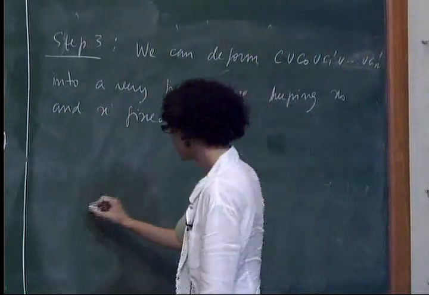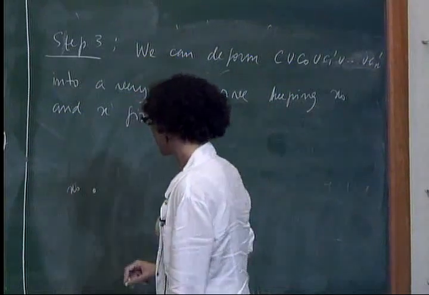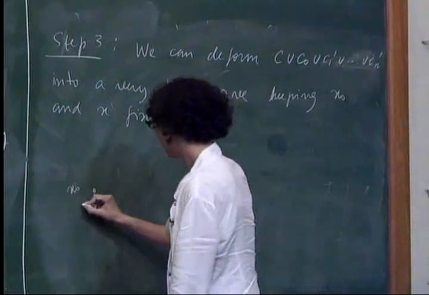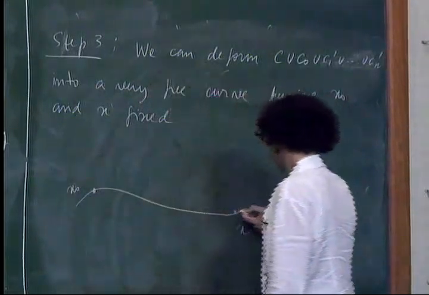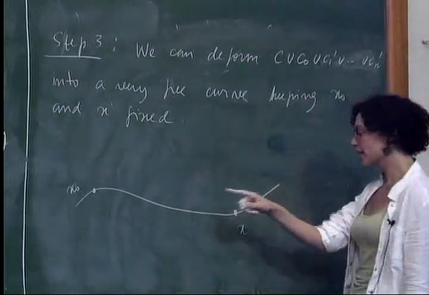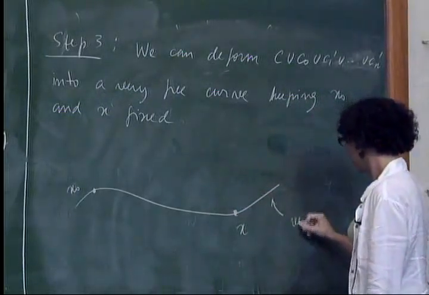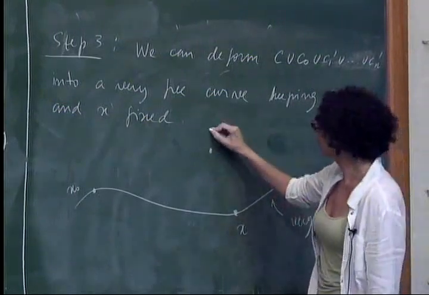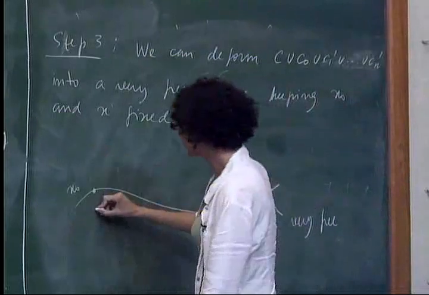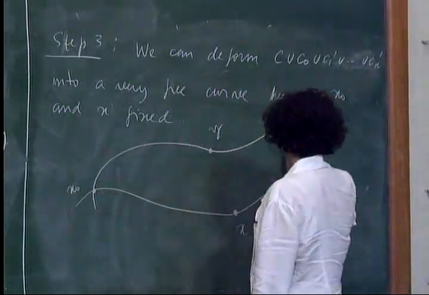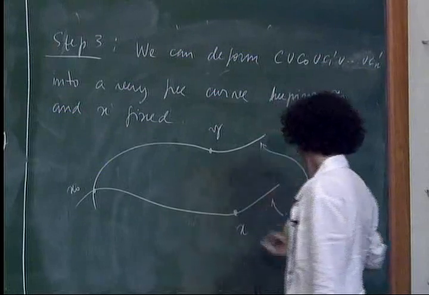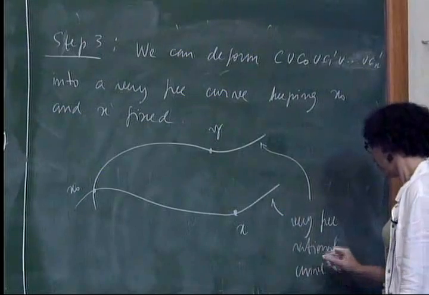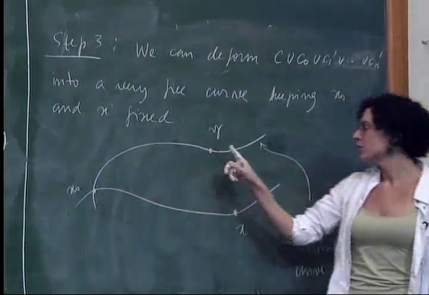So we are in the following situation. We have our starting point x and our given point x naught and our given point x, and we have a very free curve through x naught and x. And I can do exactly the same for y. And performing the same steps, I produce a very free curve connecting x naught to y.